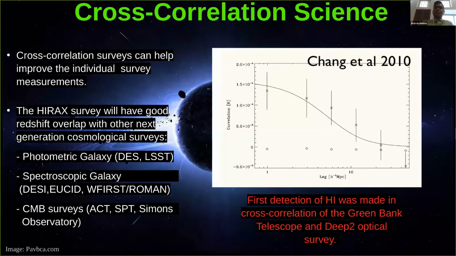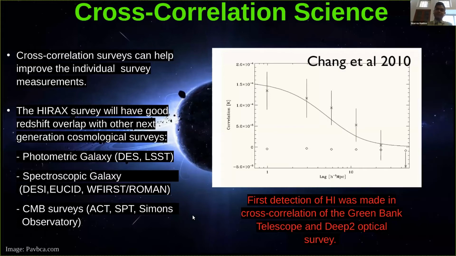Okay, so why do cross-correlation science then? Cross-correlation surveys can help improve on individual survey measurements by minimizing systematics that show up in the individual surveys that won't be there when you combine them. In fact, the first detection of H1 was actually made in a cross-correlation survey of the Green Bank telescope and the Deep 2 optical telescope, as can be seen in this paper, Chang et al. 2010.